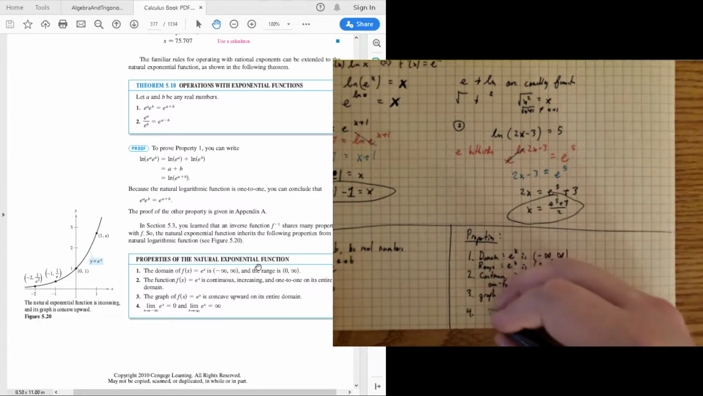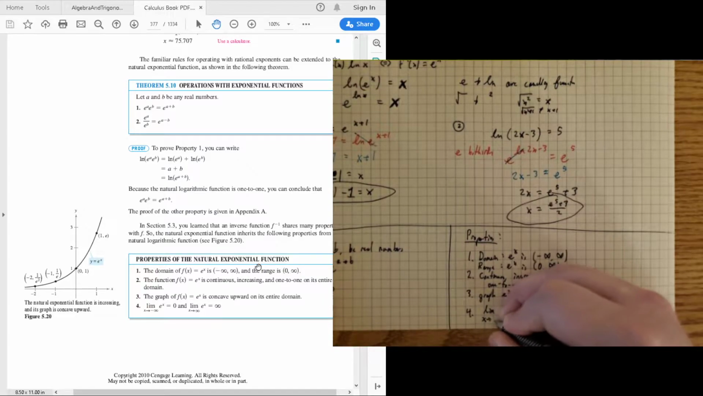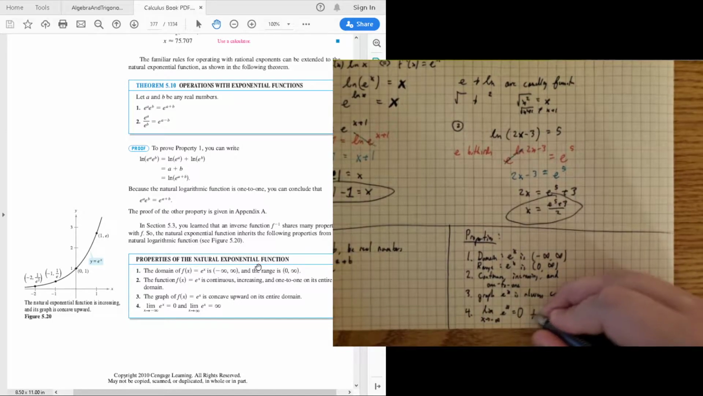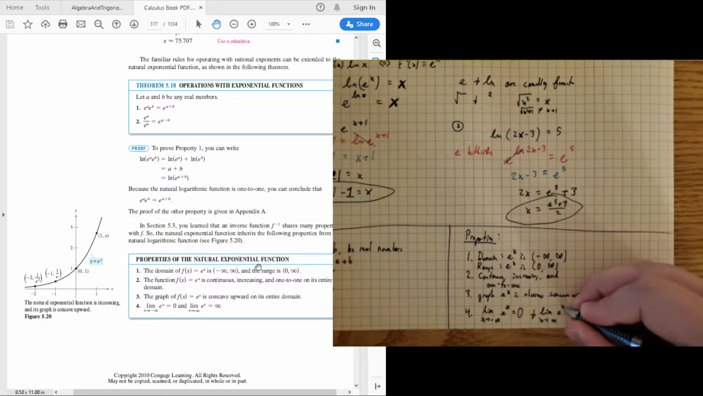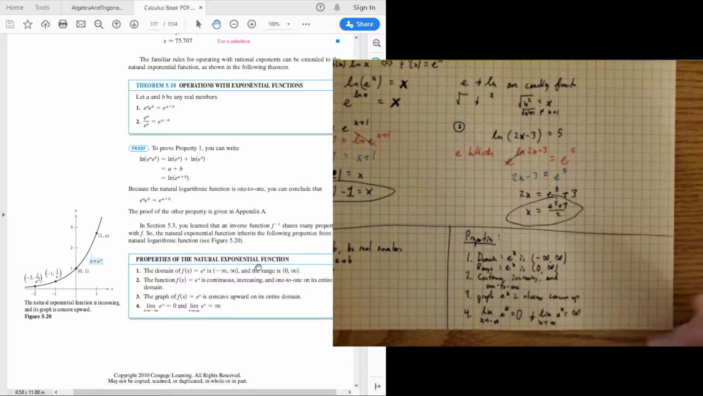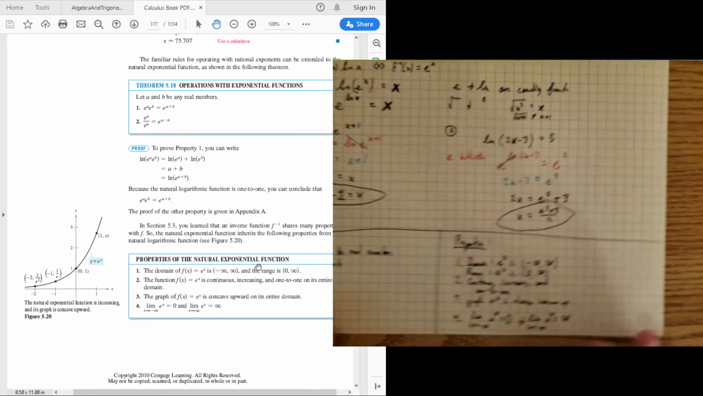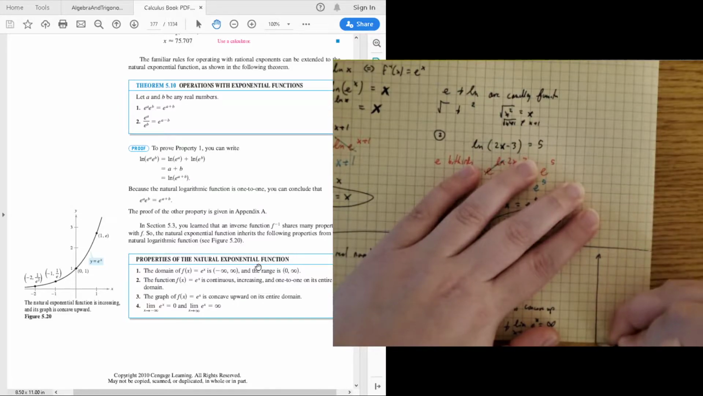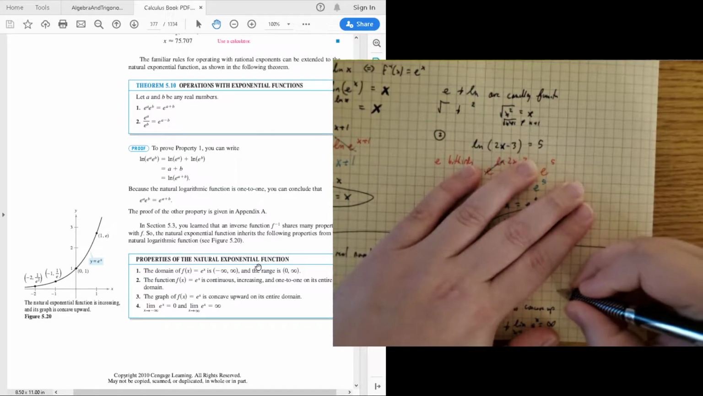Number 4, some limit properties from chapter 1. The limit as x approaches negative infinity of e to the x is equal to 0. And the limit as x approaches positive infinity of e to the x is infinity. In other words, this is describing the end behavior. So now let's take all these properties and look at what a graph of e to the x actually looks like.